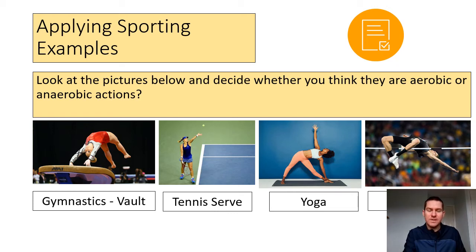Yoga, on the other hand, involves movements that are kind of low intensity, thinking of improving our flexibility and relaxation. The fact it's low intensity and we can do it for a long period of time means yoga would be an aerobic exercise. And then finally, high jump, explosive power again, as we approach the bar and then look to jump over it. That explosive power means we're looking at an anaerobic action. So high intensity over a short period of time.